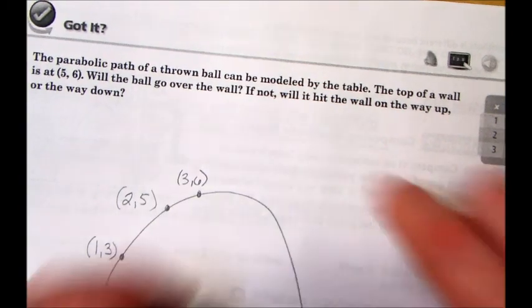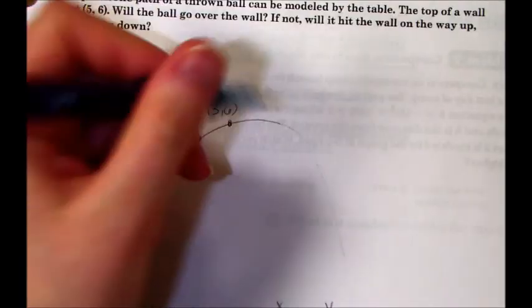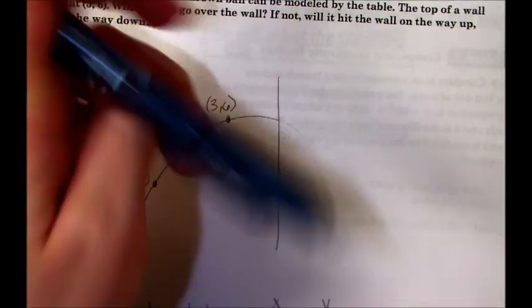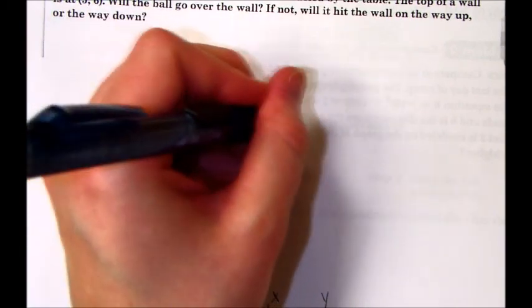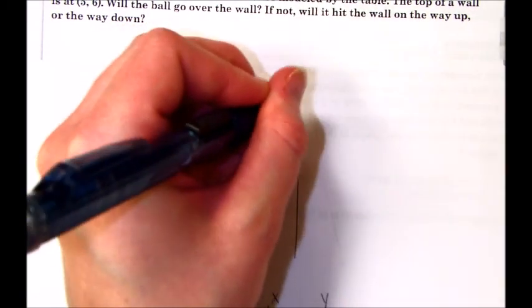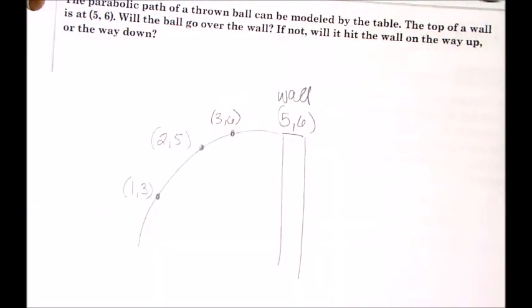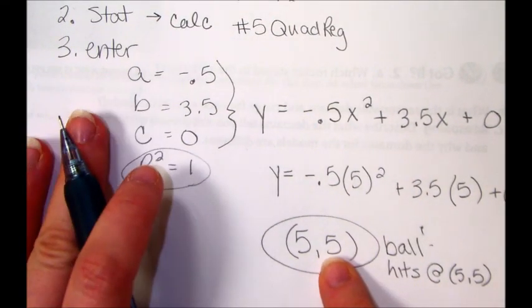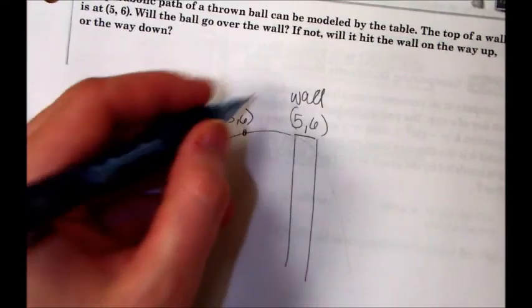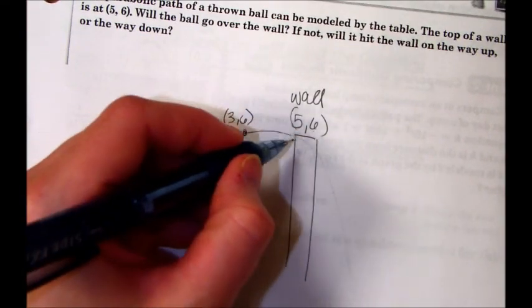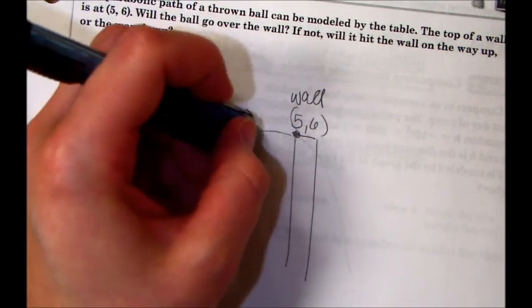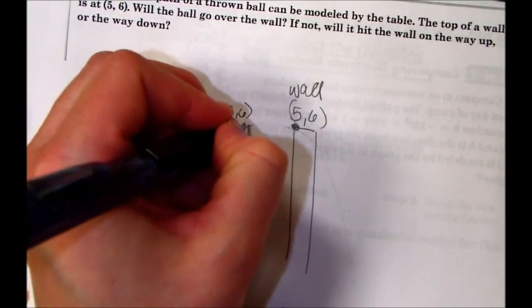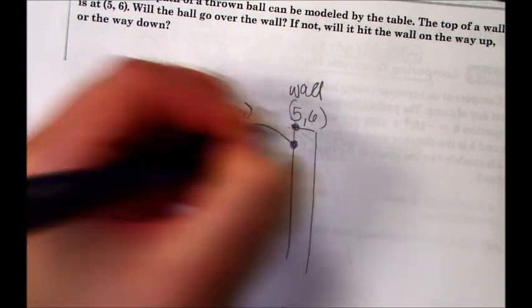But then they tell us that there's a wall, and the top of the wall is at 5, 6. It has nothing to do with our actual ball itself; this is just the wall. Now, they tell us that 5, 5, because we used our equation to plug in 5 and got 5, is actually where the ball hits. So, to me, if 5, 6 is right here at the top of the wall, our parabola doesn't go that high. Our parabola goes to 5, 5.